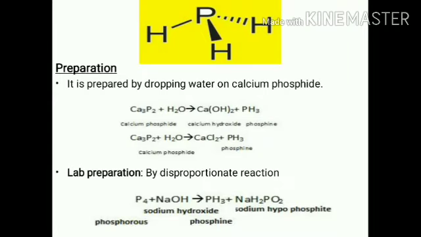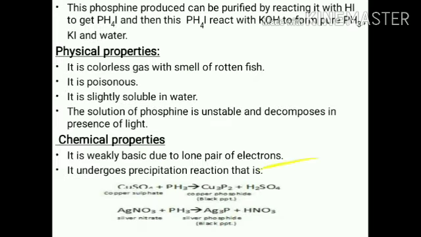Now the laboratory method: the reaction of white phosphorus with NaOH gives phosphine. This is the simple method of preparation. Now what are the physical properties of phosphine? It is a colorless gas with the smell of rotten fish. It is highly poisonous in nature. It is slightly soluble in water because it forms H bonds. The solution of phosphine is unstable and decomposes in the presence of sunlight.